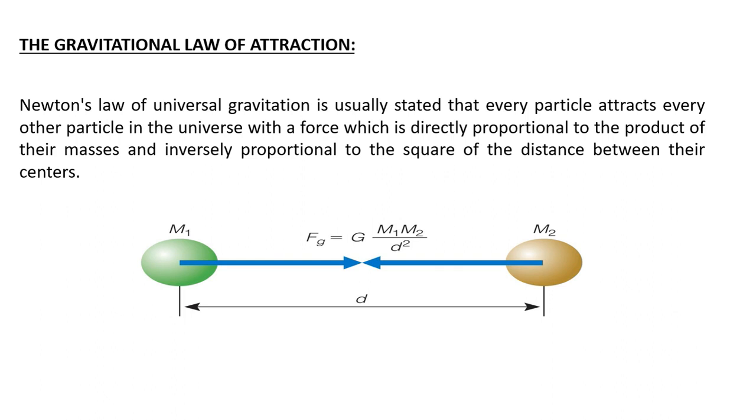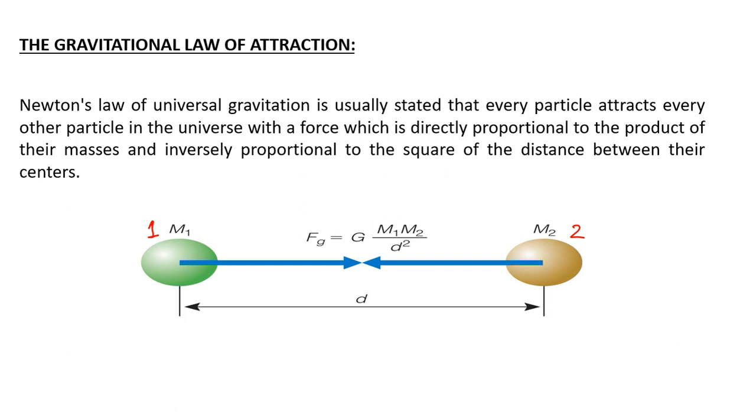The gravitational law of attraction. Newton's law of universal gravitation is usually stated as: every particle attracts every other particle in the universe with a force which is directly proportional to the product of their masses and inversely proportional to the square of the distance between their centers. Let us say this is a body 1 and this is a body 2. Body 1 has a mass m1 and body 2 has a mass m2. And these two bodies are separated by the distance d.